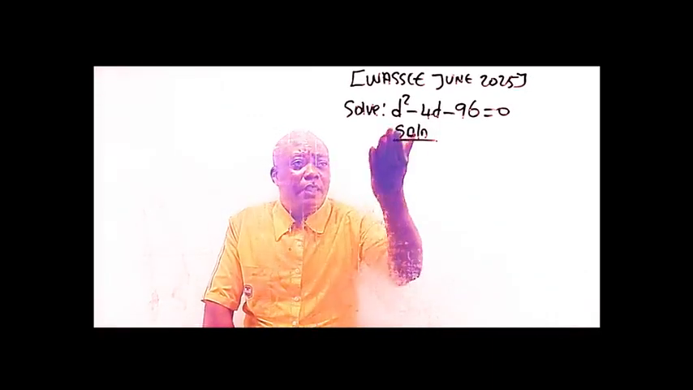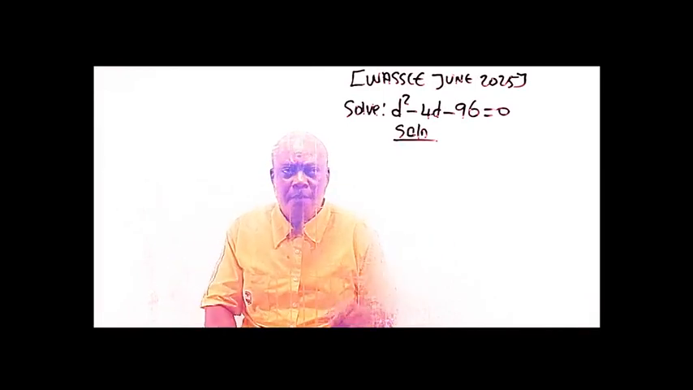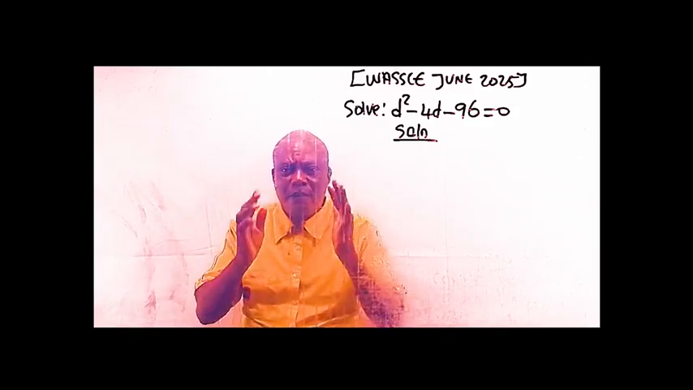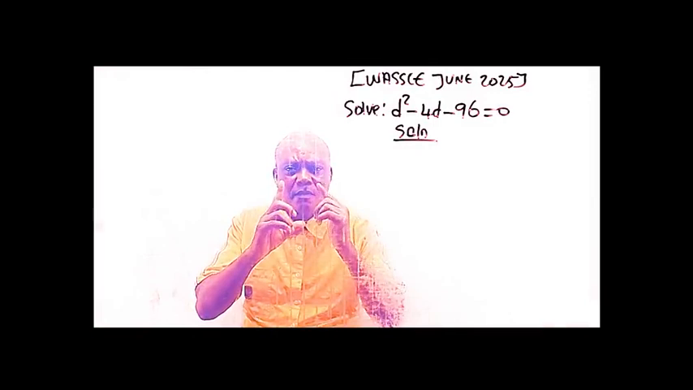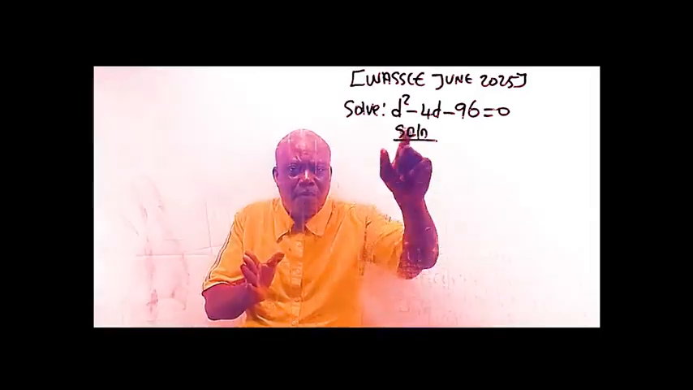When I'm asked to solve this quadratic equation, you can choose any method that you want. If you look at it now, it can be factorized. So think of two numbers, factors, which if you add them will give you -4.